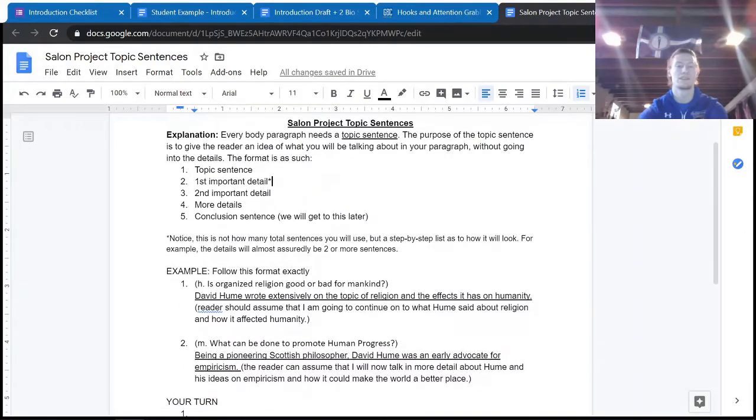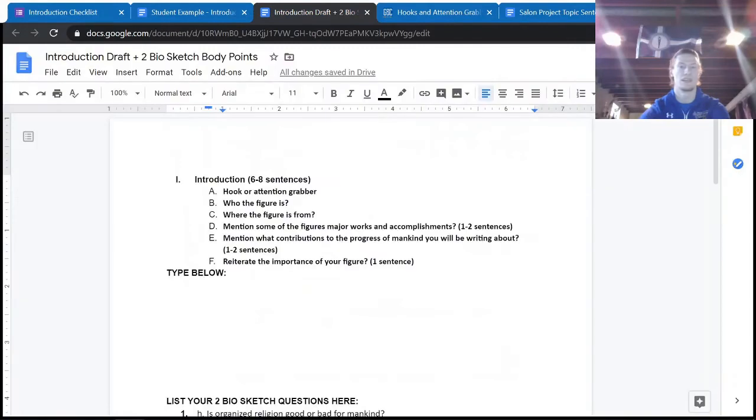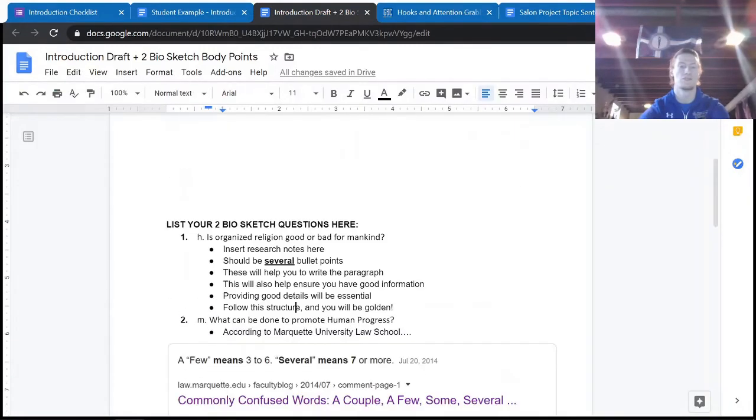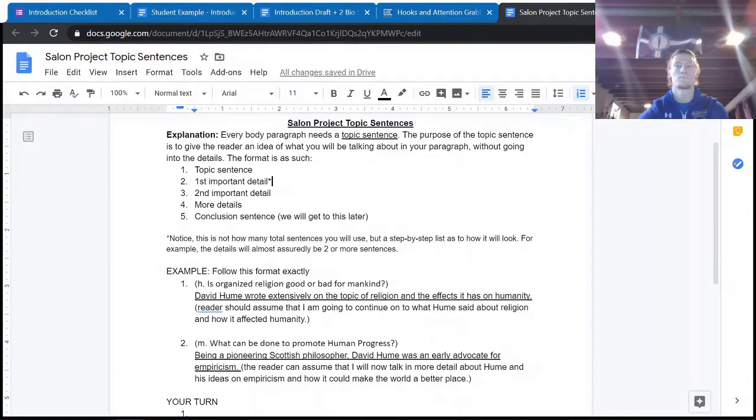So if you look at my examples here, this is similar to what you saw on the intro draft, right? So here's your two Biosketch questions. Back over here, here's the first question I'm answering: Is organized religion good or bad for mankind?